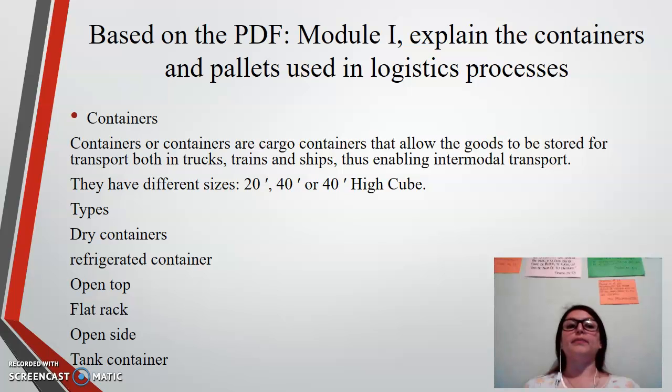Based on the PDF model, explain the containers and the pallets used in the logistics process. Containers are cargo units that allow the goods to be transported in trucks, trains, and ships, thus allowing intermodal transport. They have different sizes: 20, 40, and 40 high cube. Types: dry containers, refrigerated containers, open top, flat rack, open side, and tank container.